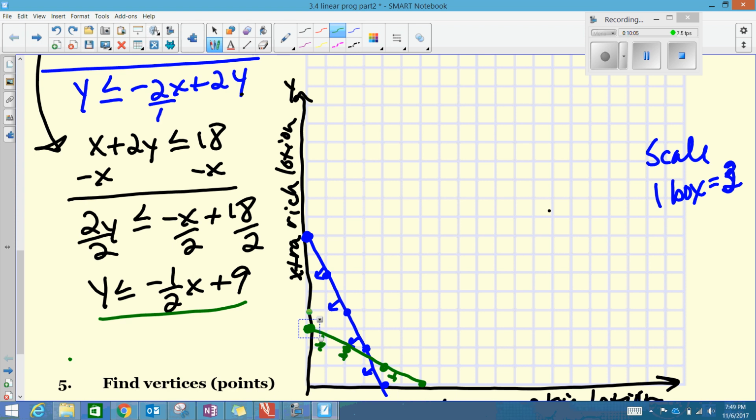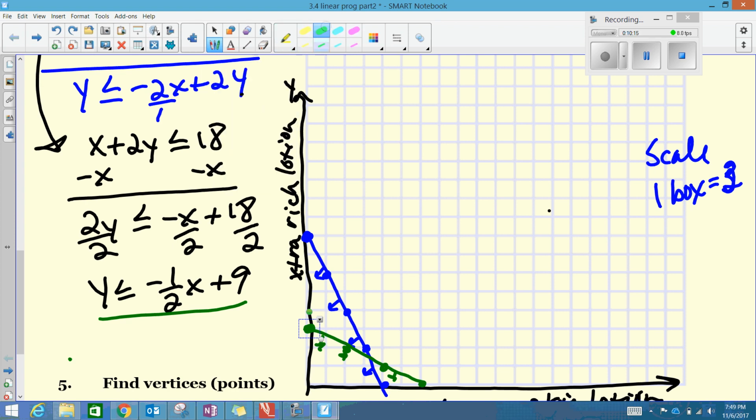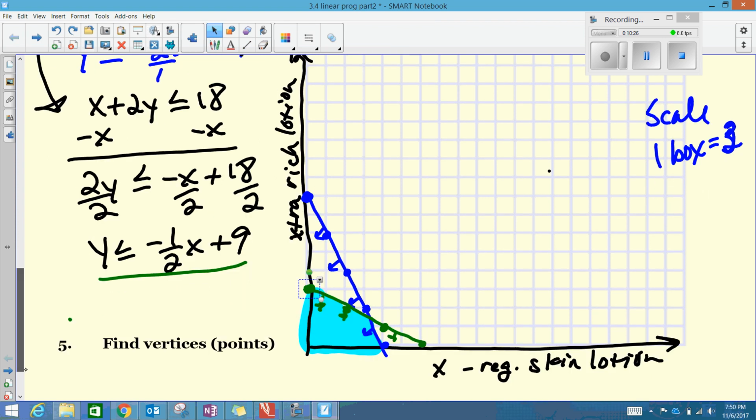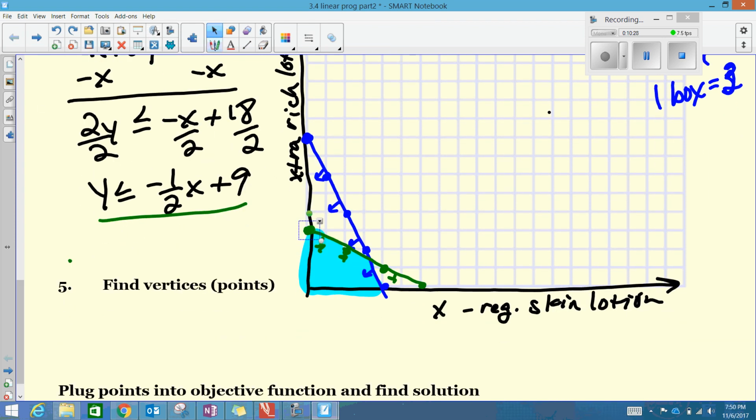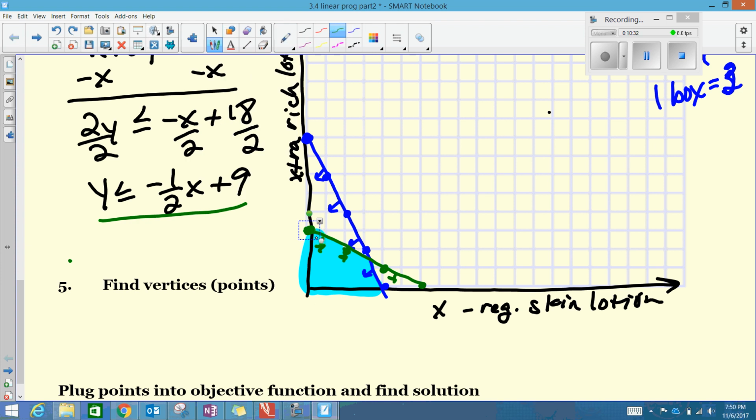Now, because these are application problems, we can always assume that x has to be greater than 0 and y has to be greater than 0. So we're always in that first quadrant. So now our feasible region is this right here. Okay. So now we want to find our vertices. So our vertices are going to be right here.